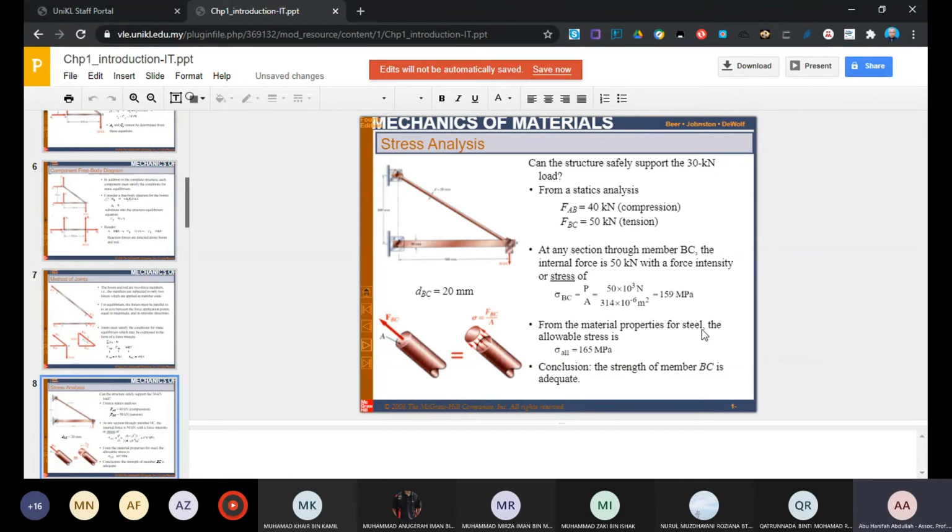Remember that I was talking to you last week, the strength of a material is measured in the unit of stress. So the strength of this steel as a material is 165 MPa. The 159 MPa is the stress due to the 30 kN load, and your steel member here has 165 MPa. If you compare them, it's good because it doesn't go beyond the material strength. If we go beyond the material strength, like 170 or 175, then the part will fail because the structure material has failed.